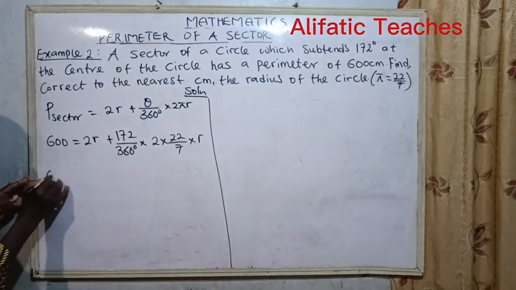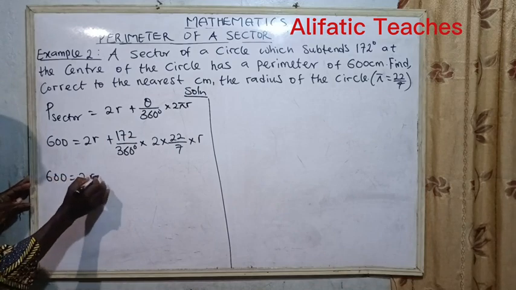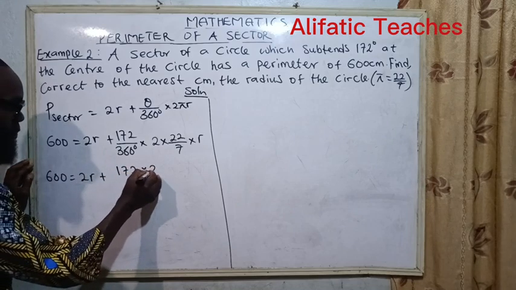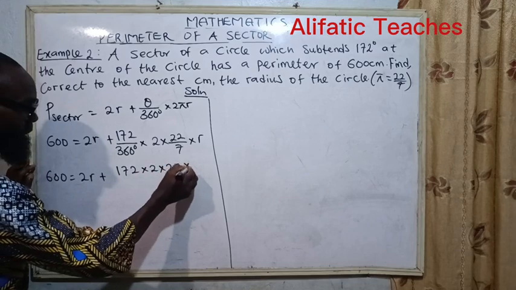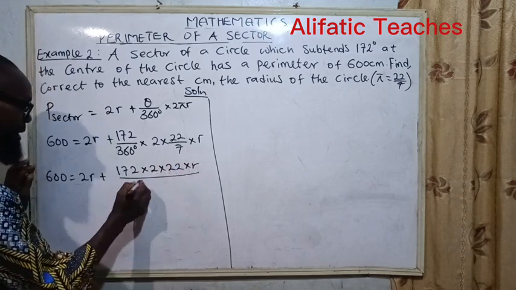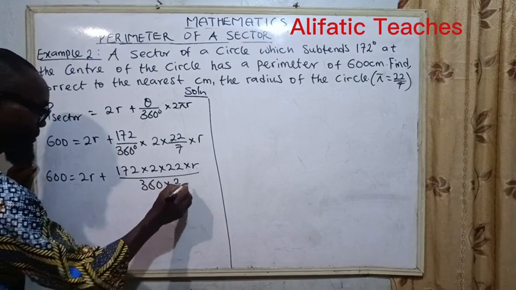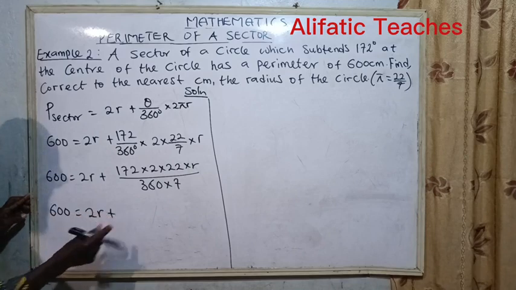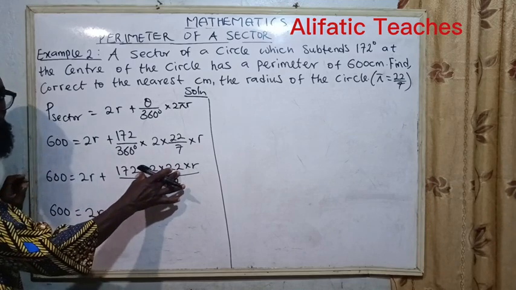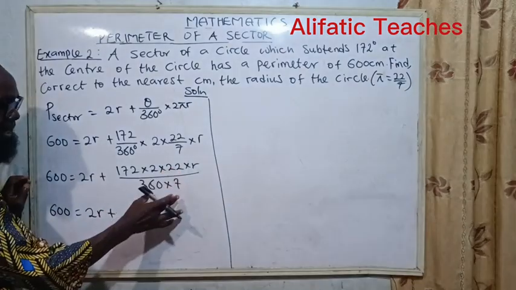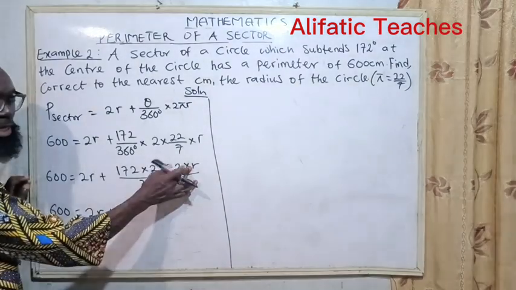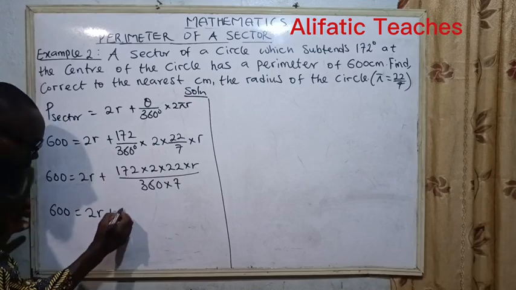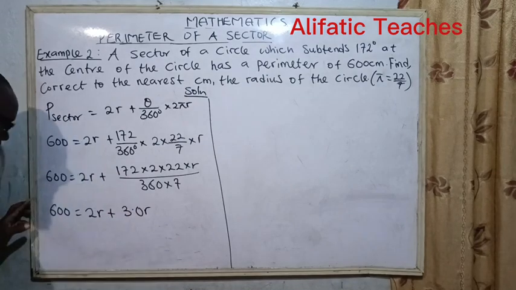Then we have 600 is equal to 2r plus the numerator 172 times 2 times 22 times r divided by 360 times 7. So we have 600 equals 2r plus, so let us multiply the numerator here and then divide it by the denominator. Don't forget there's r here. Our final answer is going to contain what? R. So we have 3.0 r.